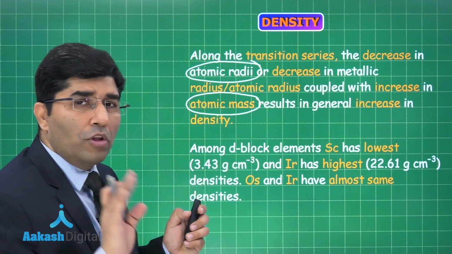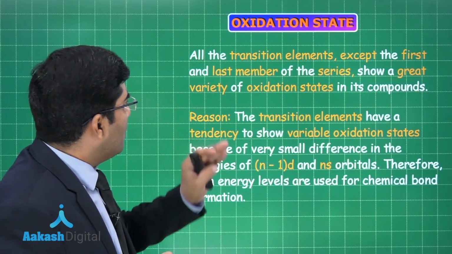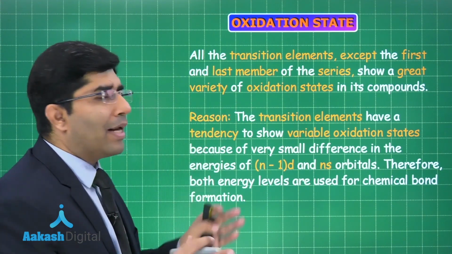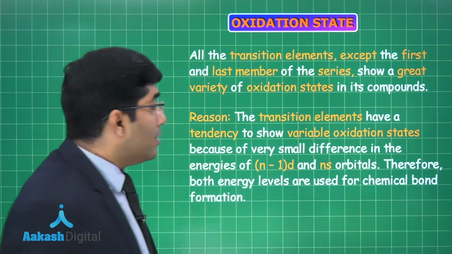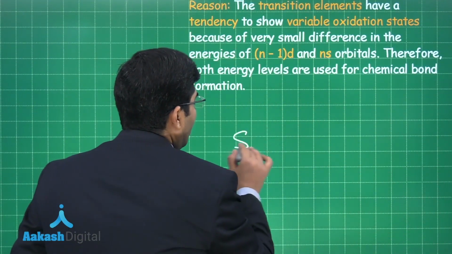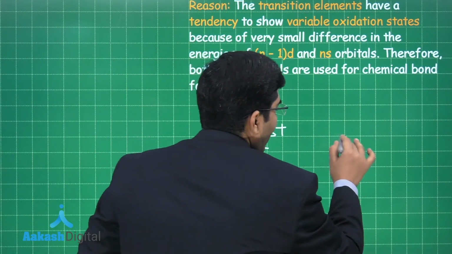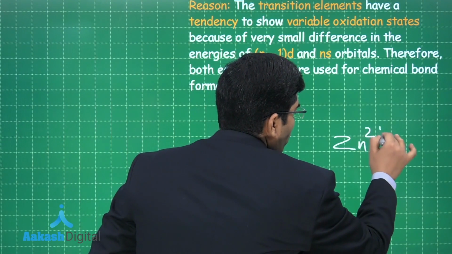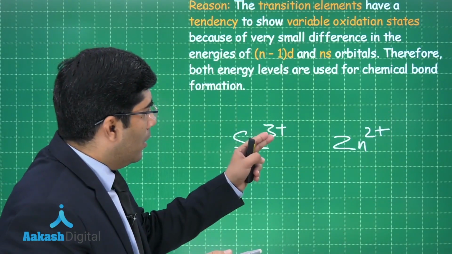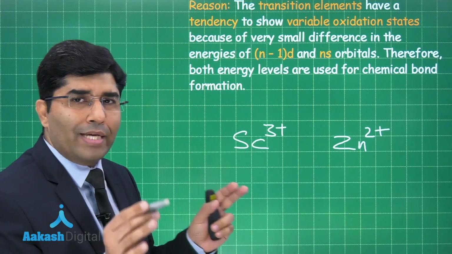Now if we talk about the oxidation state, all the transition elements except the first and the last member of the series show a great variety of oxidation states. Now this is the point to be discussed. If we talk about scandium, scandium shows +3 oxidation state and zinc shows +2 oxidation state. Now there is no other oxidation state of zinc and there is no other stable oxidation state of scandium.